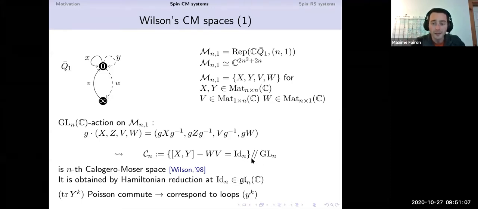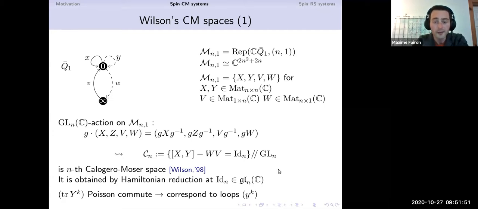Okay, so here, let me just say that I'm taking the GIT quotient because a priori, you don't know that the space will be a smooth manifold, but it turns out that here, the situation is very nice. This is the result of Wilson. And so you just get a manifold. This is just an orbit space. So what I want to emphasize here is that to get this nth Calogero-Moser space, and I will explain on the next slide why it is called like that, basically what we do is just we perform a Hamiltonian reduction of some representation space associated to a quiver. This is the general idea that I will generalize later on.